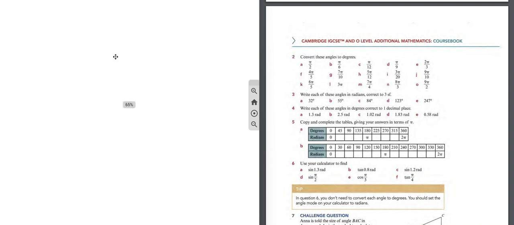Alright, there you go. We have completed a lot of the second question. I have done the G and N part for you. I think you will be able to do the other parts on your own. Now we have to convert these angles. The third question, you have to convert each of these angles in radians correct to three significant figures. Alright, no problem.